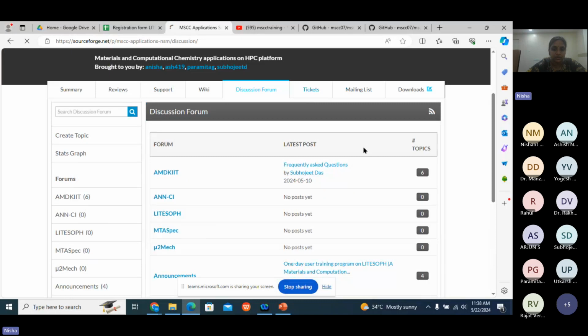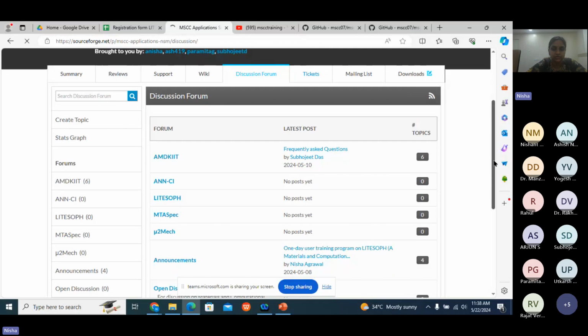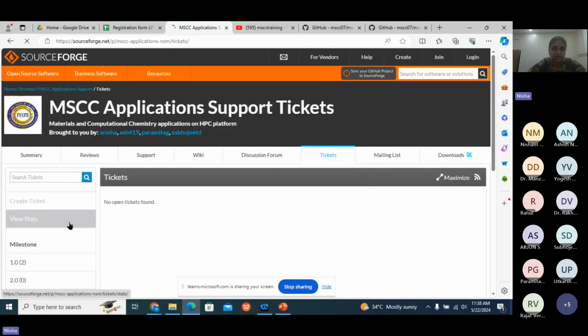These are the ticketing system for any kind of support. If you are facing any issues with the software, you can create a ticket and raise your issues.